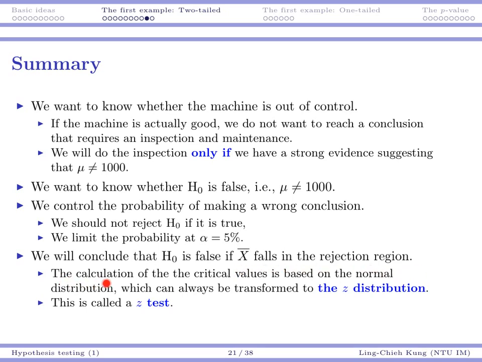The calculation that we did depends on us having the normal distribution of X bar in that example. Okay, so a normal distribution can always be transformed to the Z distribution, right? So that's why in this example we say we run the Z test.